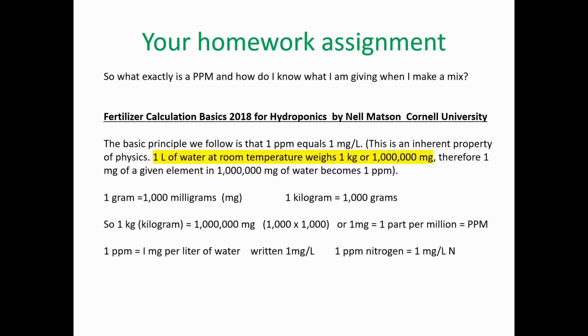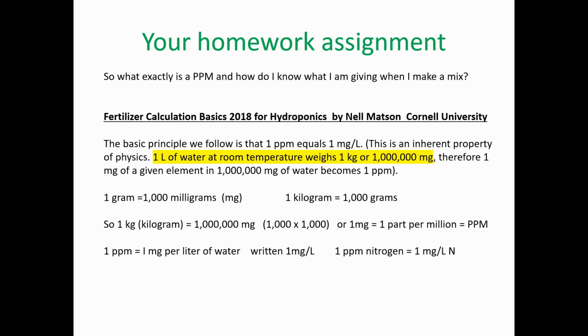When you look at a research paper, or some of the higher-end fertilizer company bags will even write it this way, you will see 1 ppm, which means 1 part per million, equals 1 milligram of that nutrient component per liter of water. It's written in scientific notation as 1 mg/L. The slash means in or per, and the L is liter. So 1 ppm is written 1 mg/L, 1 milligram per liter.